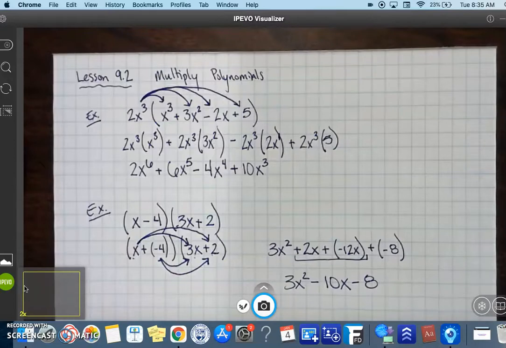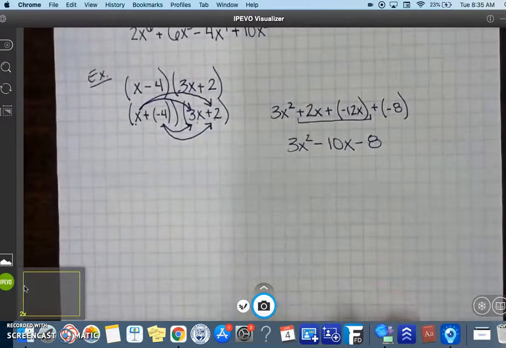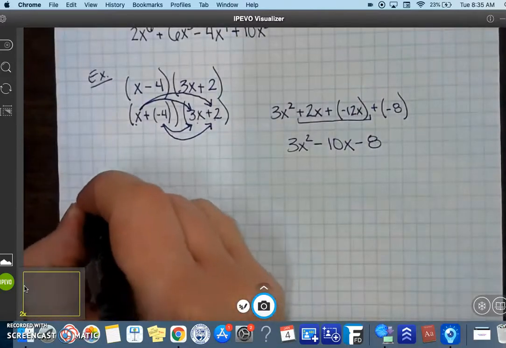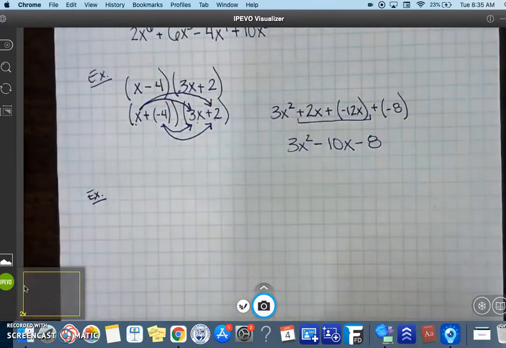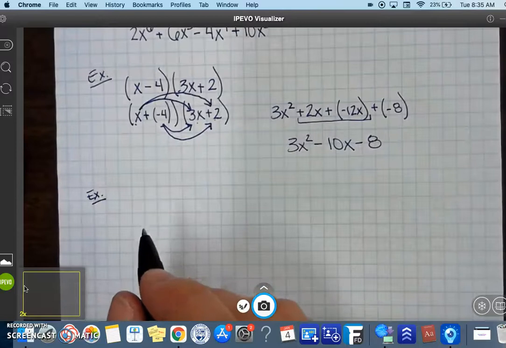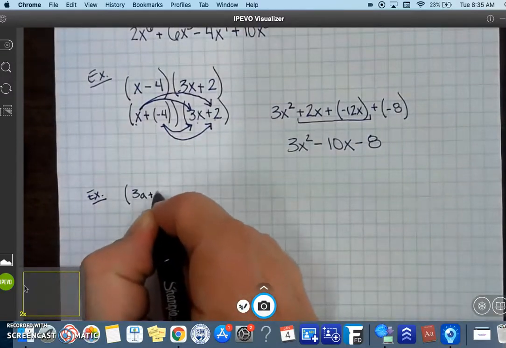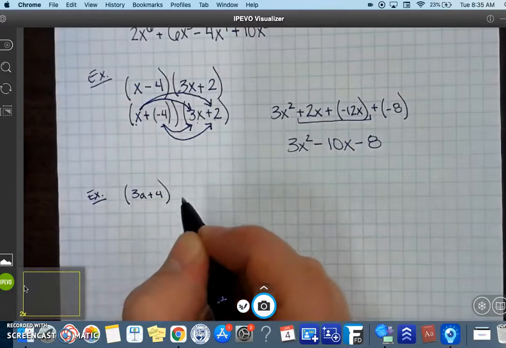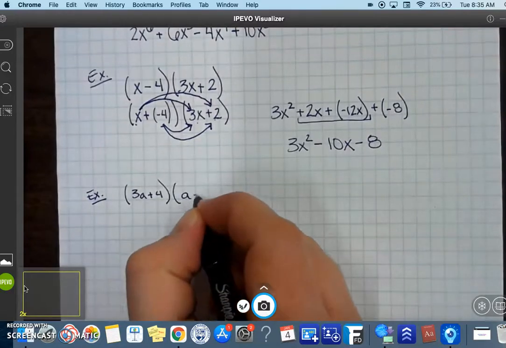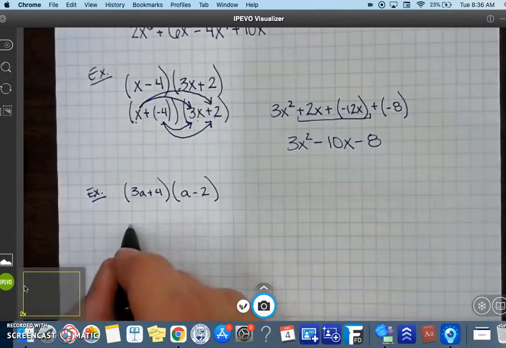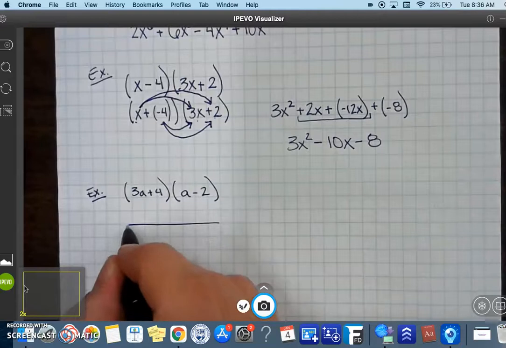Okay. Another way that you can do this is called, I don't know, I call it the box method, or some people call it the table. But something you can do is, say we have 3a plus 4 times a minus 2. Right, so we can make a box here.